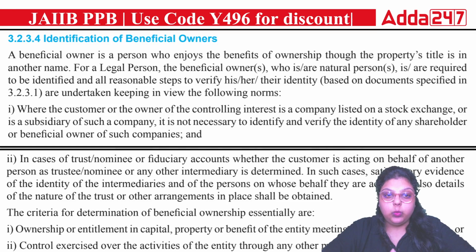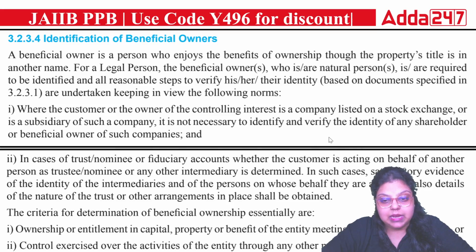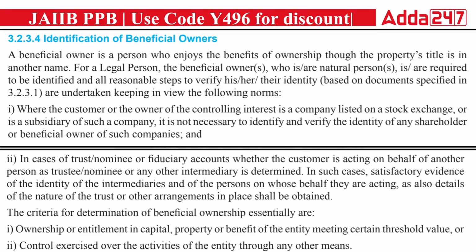It means simply where the customer or the owner of the controlling interest is a company that is listed on the stock exchange, or it's a subsidiary of a company which is listed on the stock exchange, it is not required to identify and verify the identity of the shareholder or the beneficial owner. But in case of a trust, nominee or fiduciary account where the customer is acting on behalf of another person or trustee, the nominee or any other intermediary is determined. In such cases, it's important that satisfactory evidence of the identity of the intermediary and of the person on whose behalf they are acting also has to be taken.